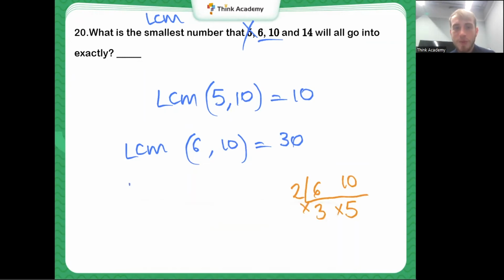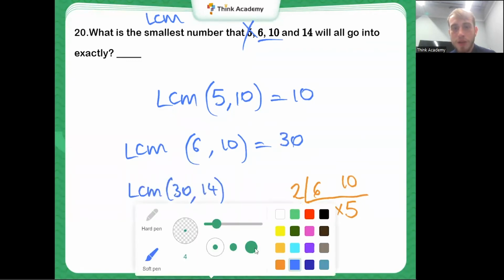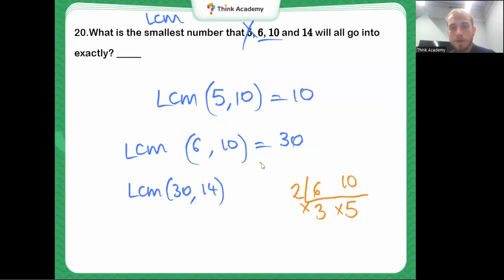We now need to find the lowest common multiple of 30 and our last number, which is 14. So maybe we'll do another bus stop method, and we'll look for common factors of 30 and 14. And we get 2 again with 15 and 7. And then there's nothing in common between 15 and 7. So my LCM is 2 times 15 times 7, which is equal to 210 there. Okay, so that's the smallest number that they'll all go into exactly.